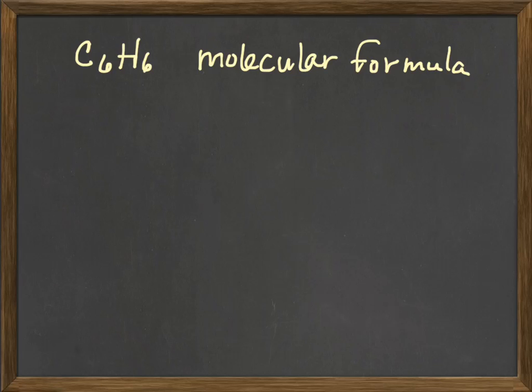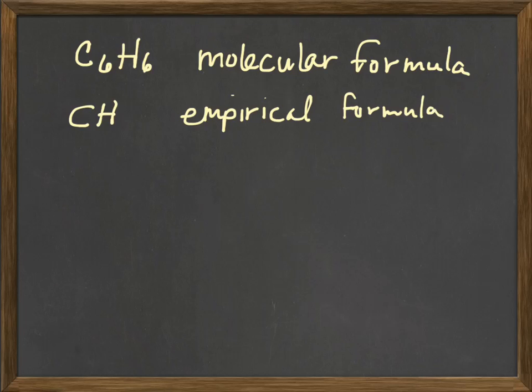The empirical formula is like the reduced fraction version. Okay, this is a ratio of 6 to 6. That's the same as 1 to 1, isn't it? The lowest ratio is CH. This is not the formula for the molecule, but this does give us the ratio. This is the empirical formula. So for benzene, the molecular formula is 6 times the empirical formula.